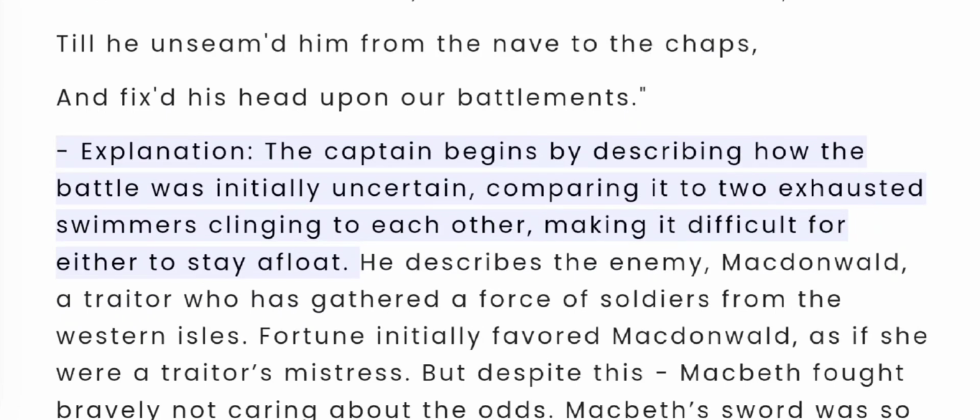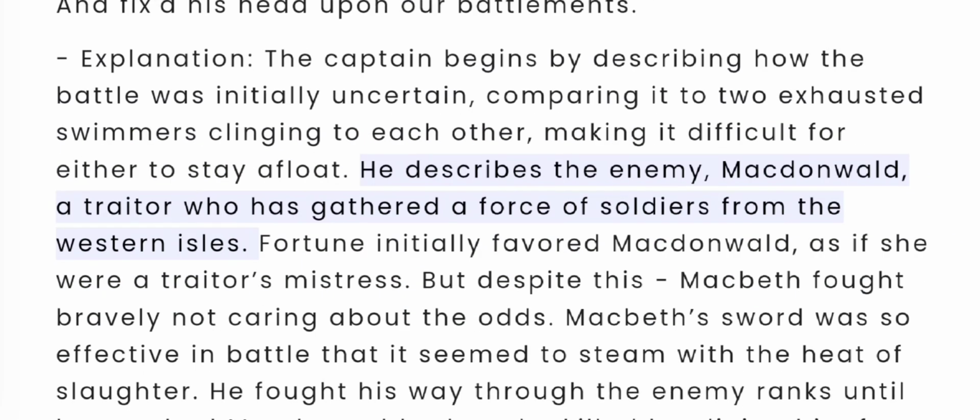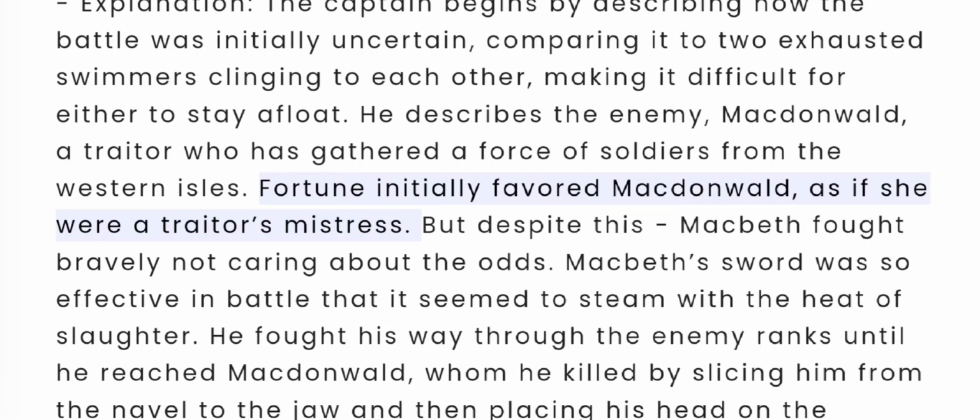Explanation. The captain begins by describing how the battle was initially uncertain, comparing it to two exhausted swimmers clinging to each other, making it difficult for either to stay afloat. He describes the enemy, Macdonald, a traitor who has gathered a force of soldiers from the Western Isles. Fortune initially favored Macdonald, as if she were a traitor's mistress.